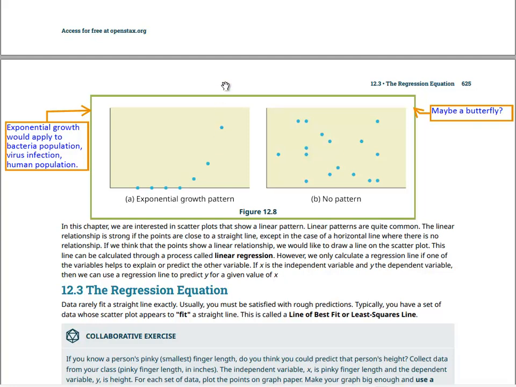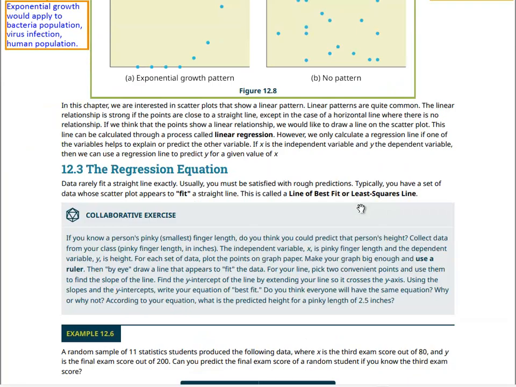So because Earth has only so many resources, the human population can no longer increase exponentially. Bacteria, well, again, or virus infections depends on how much resources they have actually to increase their population, but they also should plateau out. And of course, this one is just a joke here. Yeah, it's not a butterfly, and there is no pattern here. All right.